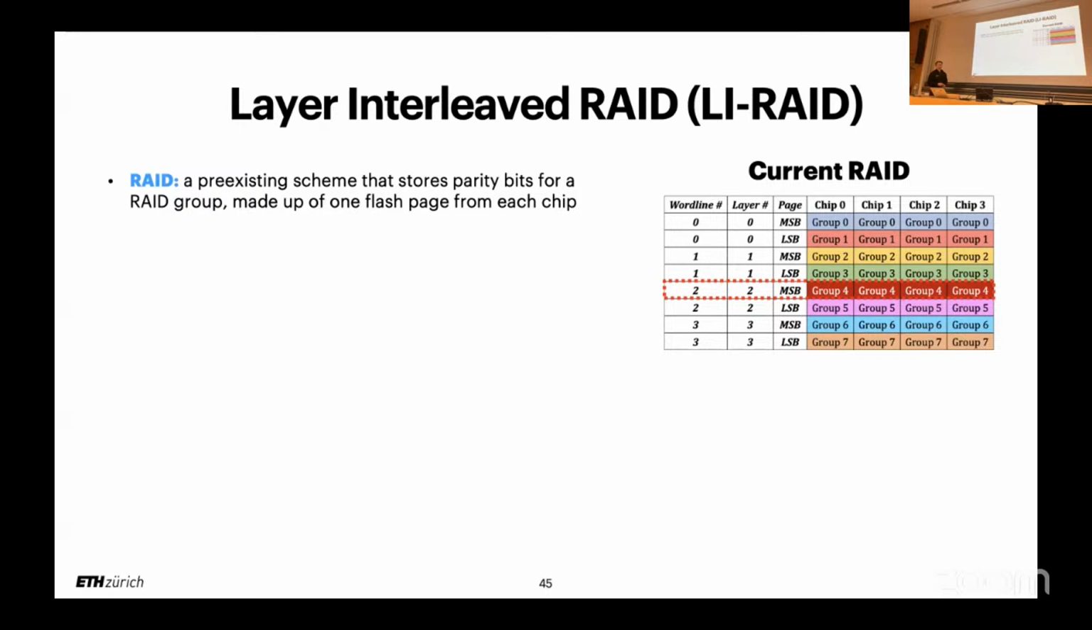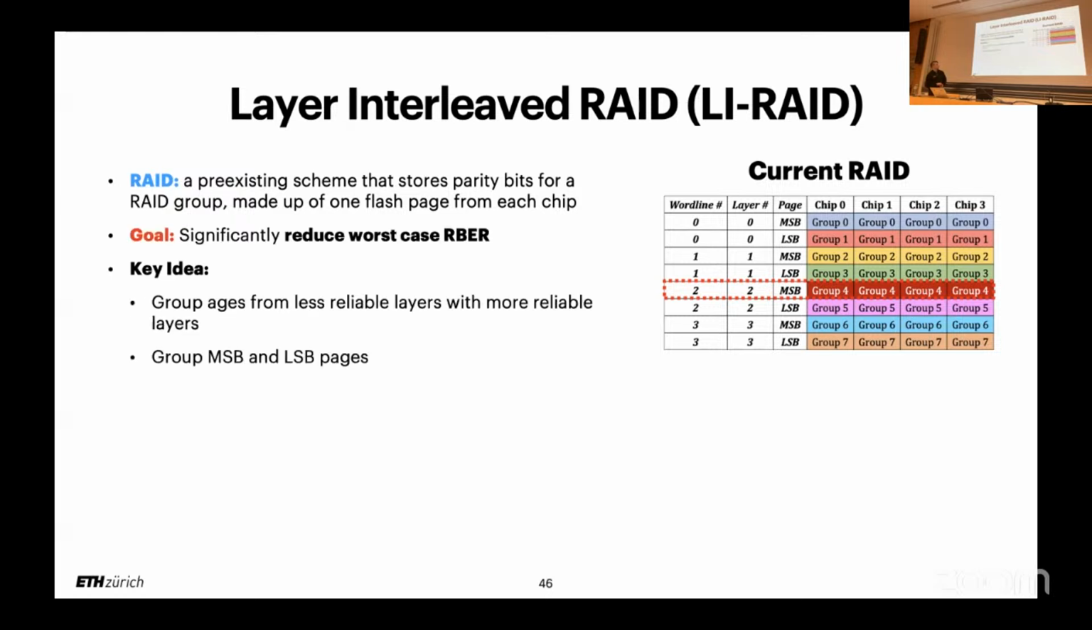Now, another way to mitigate some of these errors is a layer-interleaved RAID. Now, RAID is a pre-existing technique where we map the same MSB page or the same LSB page across different chips into one RAID group. And this is a technique where we use error correction to try and correct some of the errors. And this accounts for differences between chips. So if one chip's really bad, then we can use the other chips to correct it.